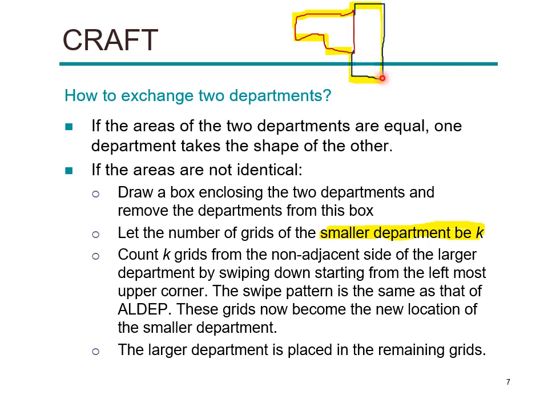When you reach the bottom of the box, then you move left and start placing K such squares. And when you finish with this, then you place the larger department in the remaining part. Okay? This is how CRAFT places or exchanges two departments with non-adjacent, non-equal sizes. But of course, it has some problems that we will see later on.